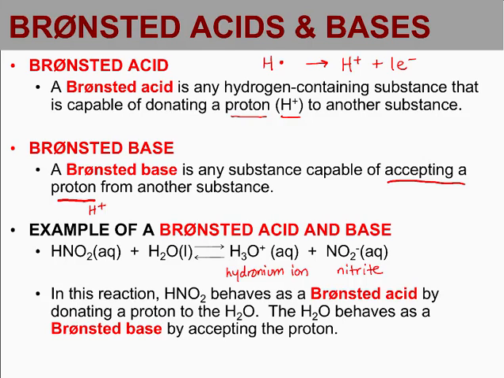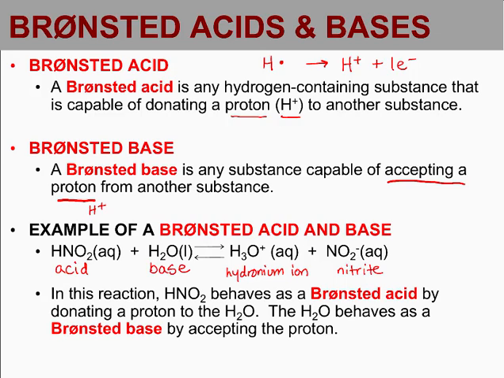And if we look at the reactants versus the products, we can see that HNO2 lost a hydrogen. So that must be our acid because it gave up a hydrogen ion. And then the water molecule turned into H3O+. So it actually gained a hydrogen or accepted a proton from HNO2. So that would be our base.